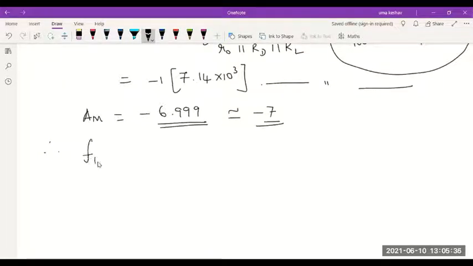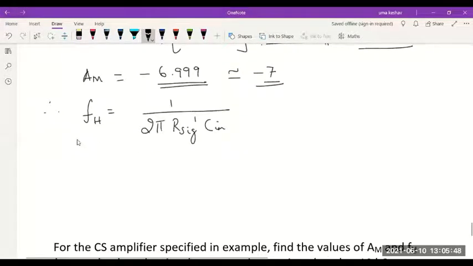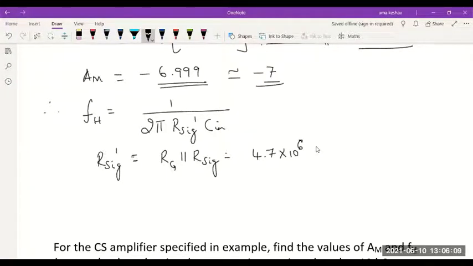Therefore, now you should find the higher cutoff frequency, which is 1 by 2 pi Rsig dash into Cin. This is the expression for the higher cutoff frequency. First find Rsig dash and then Cin and substitute. We know Rsig dash is Rg in parallel with Rsig. So whichever is the lower one, it will come nearing that. This is very high, 4.7 meg, this is Rg, in parallel with this is 100K. So you may get something close to 100K. How much would you get Rsig dash as?